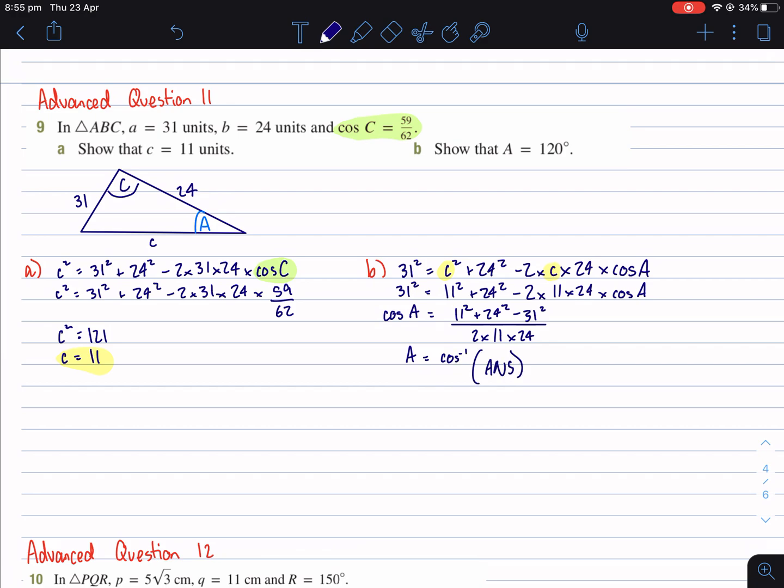If you can't be bothered writing the actual thing, just write answer, because it's what you would have chucked in your calculator. So we've got 11 squared plus 24 squared, take 31 squared. If you're writing answer, you better have written this line though. Over 2 times 11 times 24. So it's arc cos of negative a half. So yeah, that is 120, but you can actually do that. Arc cos of answer, 120 degrees.